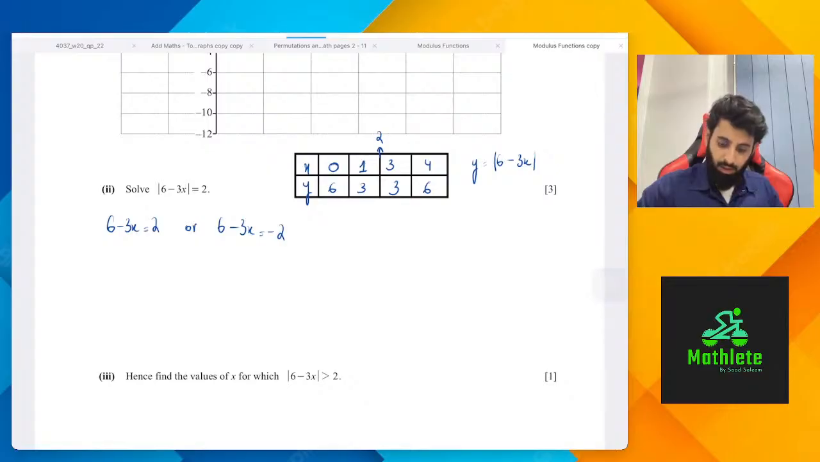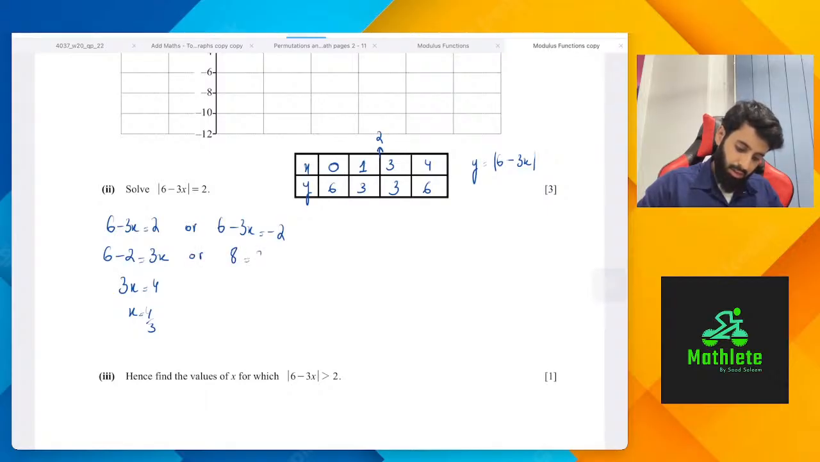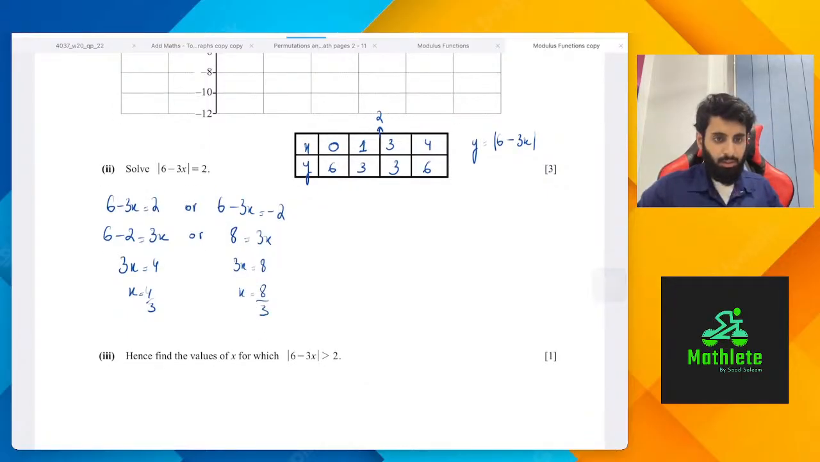Let's see what we have now. So 6 minus 2 is equal to 3x. That means 3x is equal to 4, x is equal to 4 upon 3. Or 8 is equal to 3x, which means x is equal to 8 upon 3. So that's the answer for part 2.